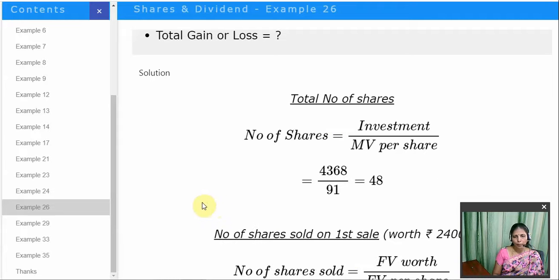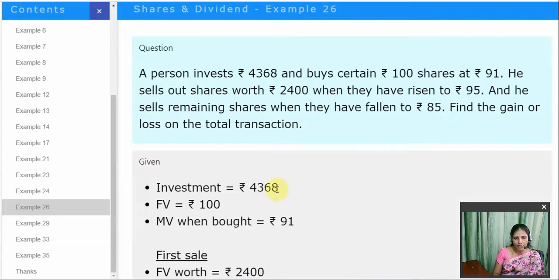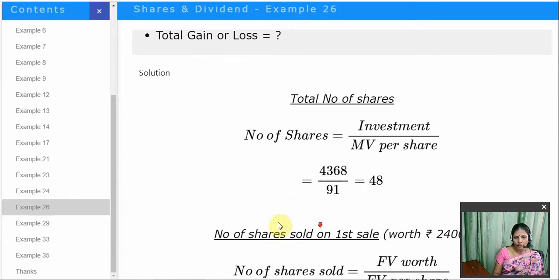Now here, the first time he invested 4,368. This is his investment. Face value is this, and the market value is this. So we need to find out how many shares he bought out of this. So here, the first time, the total number of shares he bought in the market.